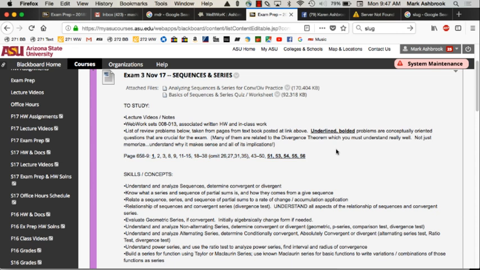Is the breakdown of the test similar to the first test? No, I think this one, yeah, it's mostly multiple choice and maybe some free response. But I think it's mostly multiple choice, yeah. Okay, other questions?